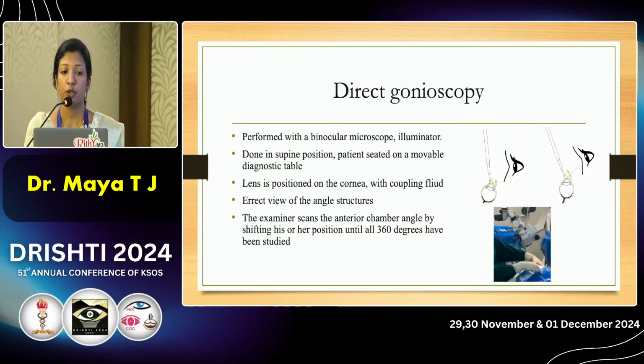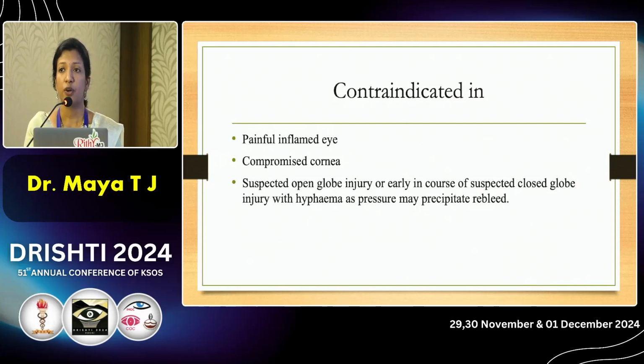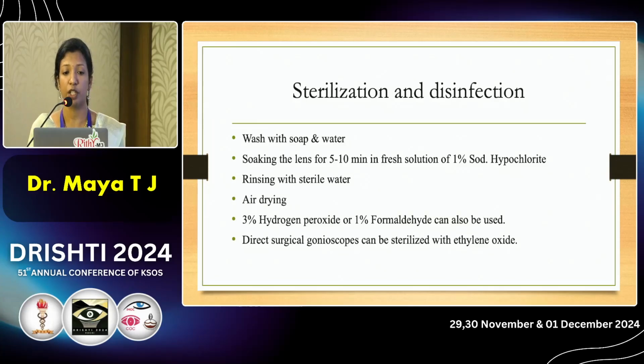Then direct gonioscopy is performed by a binocular microscope and illuminator. It is done in supine position. Lens is positioned with coupling fluid. We get an erect view. Examiner can scan 360 degrees by shifting his chair. It is contraindicated in painful inflamed eye, compromised cornea, suspected open globe injury, or early in course of suspected closed globe injury with hyphema, as the pressure may precipitate rebleed.